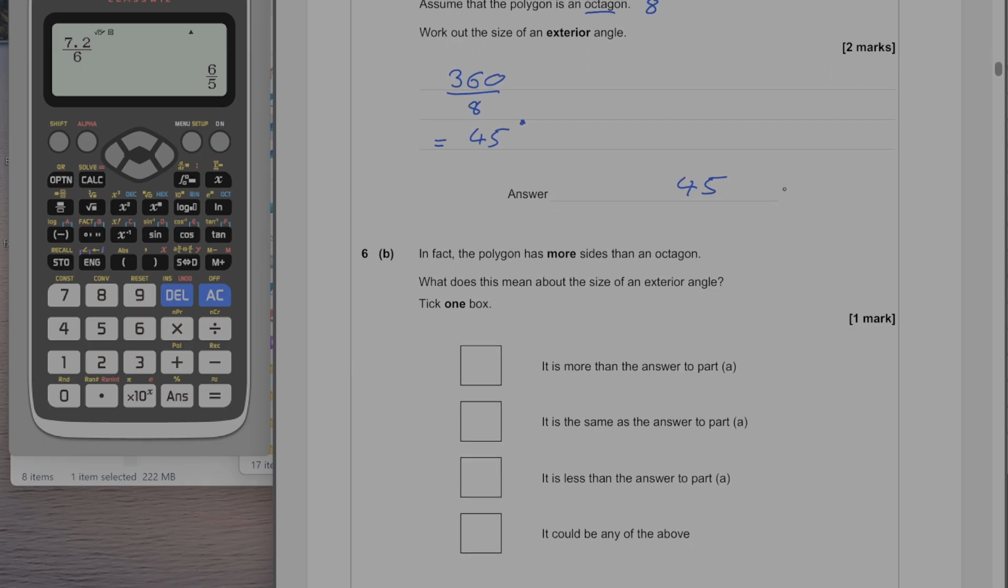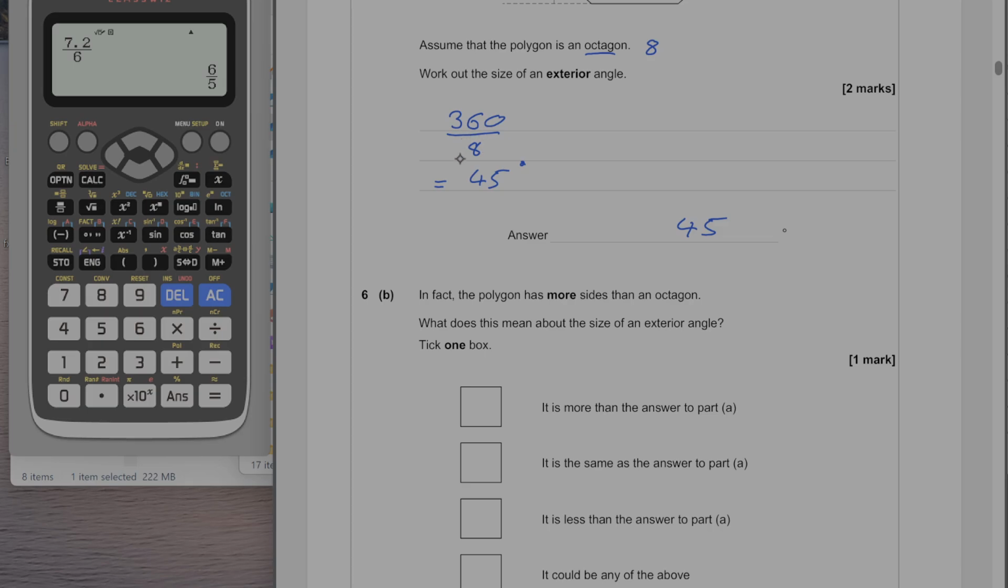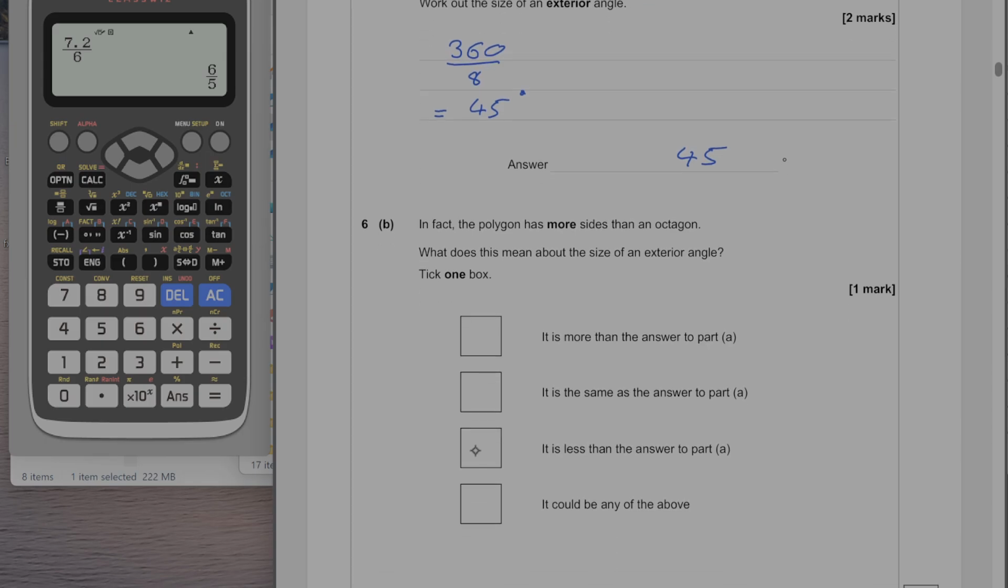Right, part B. In fact, the polygon has more sides than an octagon. What does this mean about the size of the exterior angle? Well, that means that we're going to be dividing by a bigger number here, so we would have a smaller number here. So it is less than my answer to part A.